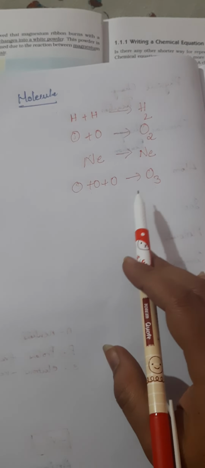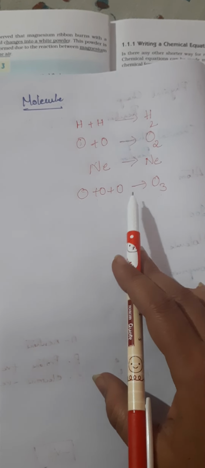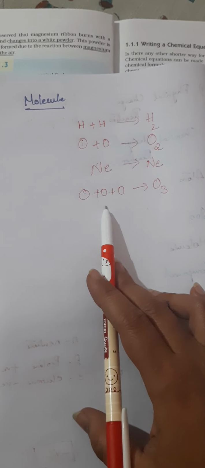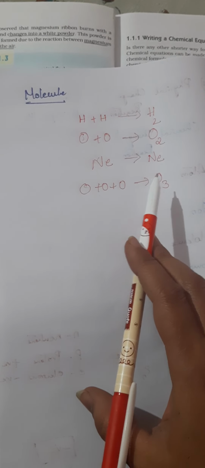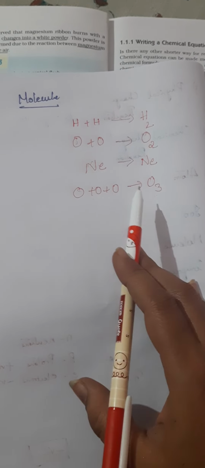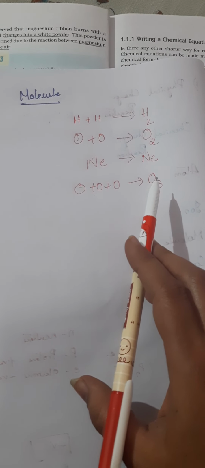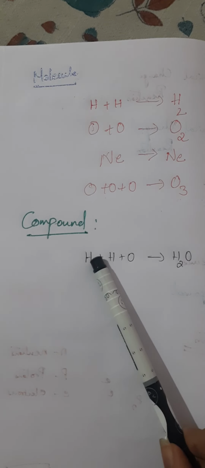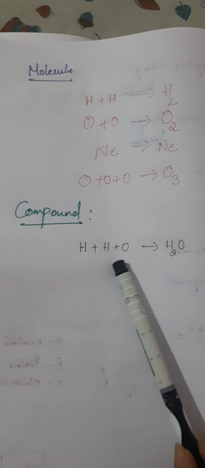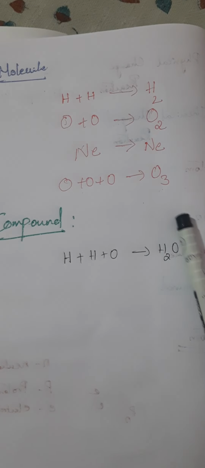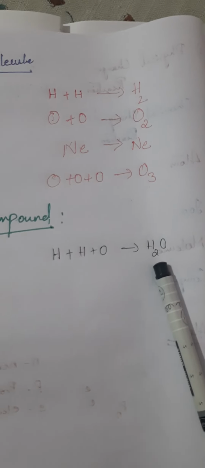So a molecule is very stable. Atoms come together to form a stable form of an element, which we call a molecule. If the same atoms come together to form a molecule, we call it a molecule of an element. But if different atoms come together to form one molecule, we call it a molecule of a compound. So here you can see in a compound, two atoms of hydrogen element and one atom of oxygen element have combined together to form one molecule, which is water, which is H2O.